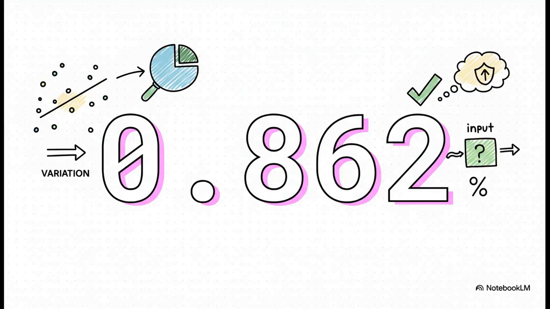So after we train the model, we have to grade it, right? We use a score called R-squared. You can think of it as a percentage. A score of 0.862 here means our model can successfully explain about 86% of the variation in the data using our input. In most cases, that's a really solid result.